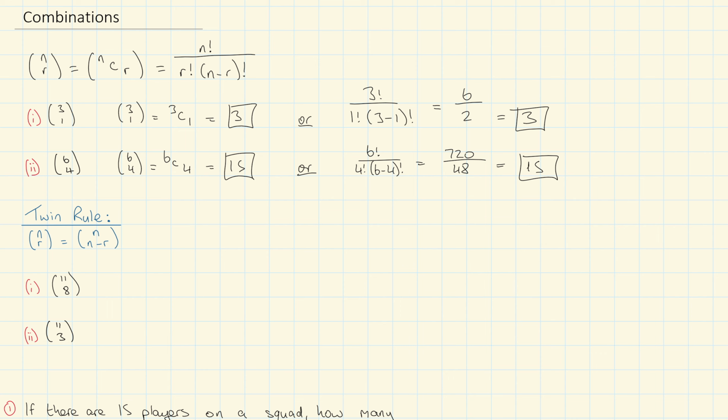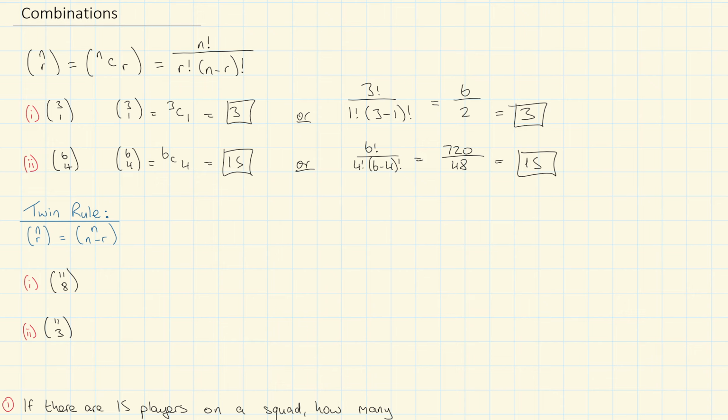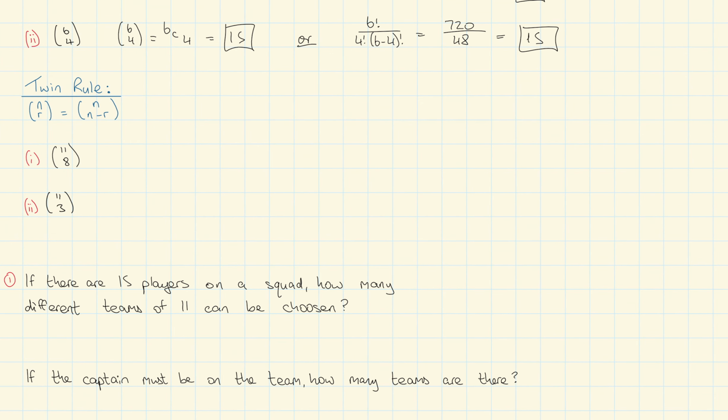So that's your basic approach to it, essentially the theory behind it. And then maybe an important condition to remember for combinations, which is not in your log tables, is what's called the twin rule. So n choose r will give you the same answer as n choose n minus r. So into our calculator, 11 choose 8 is the same as, so that's our workings for the calculator.